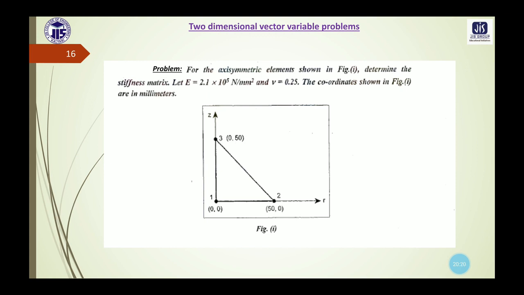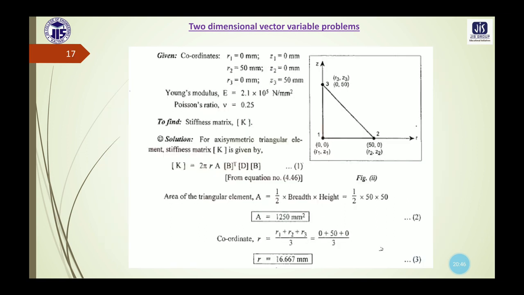Now let us discuss one more numerical, for the axisymmetric element shown in figure 1. We need to determine the stiffness matrix. The Young's modulus is given as 2.1 into 10 to the power 5 Newton per millimeter square. The Poisson's ratio is given as 0.25. The coordinates shown in figure 1 are in millimeters. So from the given diagram we can write the values of R1, R2, R3 and Z1, Z2, Z3 corresponding to nodes 1, 2 and 3. We can also write the Young's modulus and Poisson's ratio here, and finally we need to calculate the stiffness matrix.